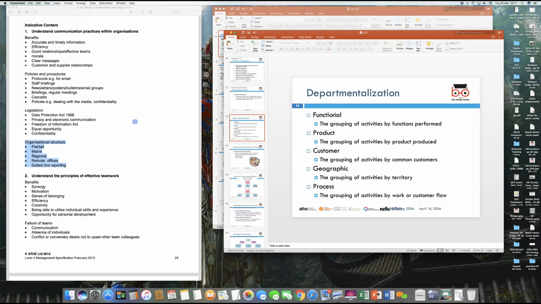Okay? And similarly, we have process. So process here would be when you look at grouping the activities by workflow or customer workflow in particular. If you go to Tesco's and you bought a product and you want to return it, and you go to any of the Tesco stores, the process to take that back in terms of return is going to be absolutely similar across the 650 stores.